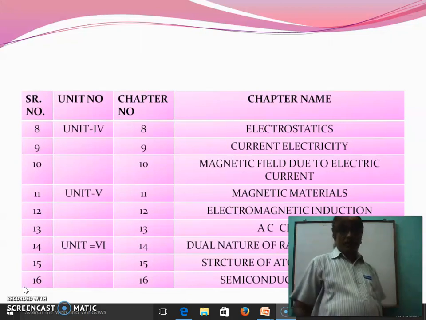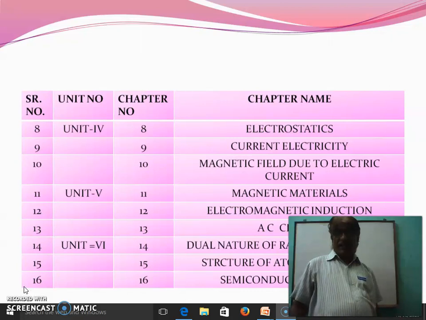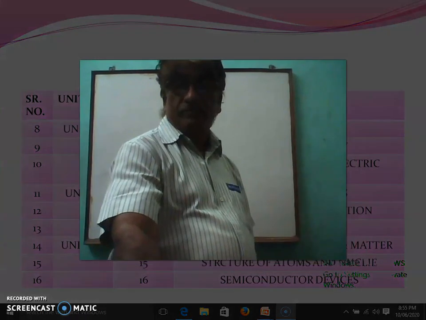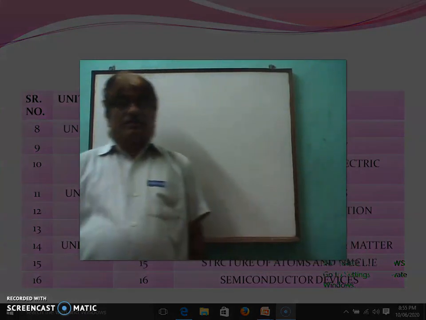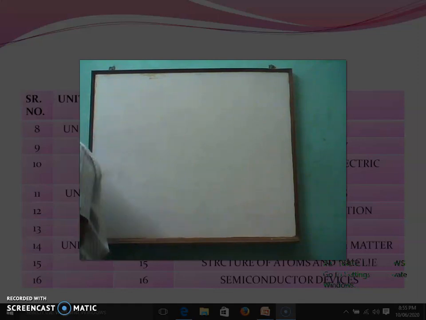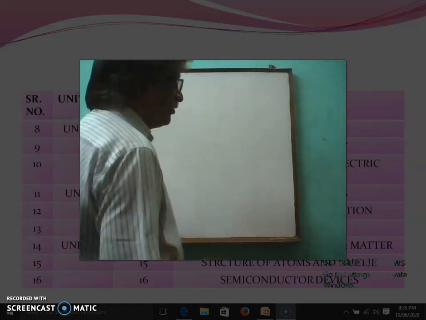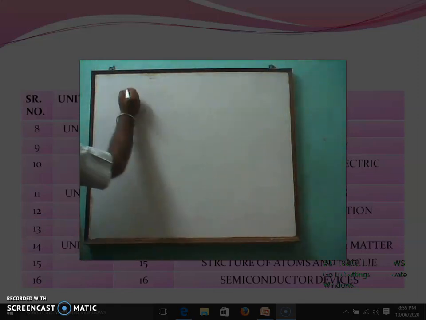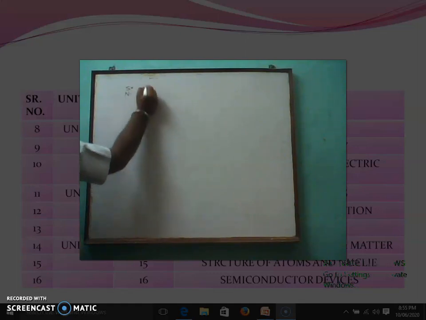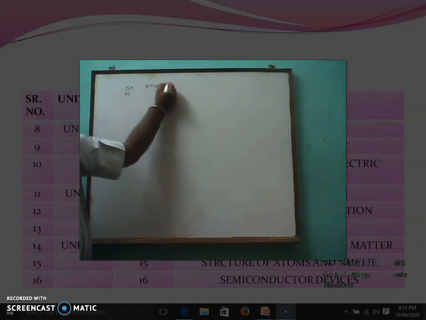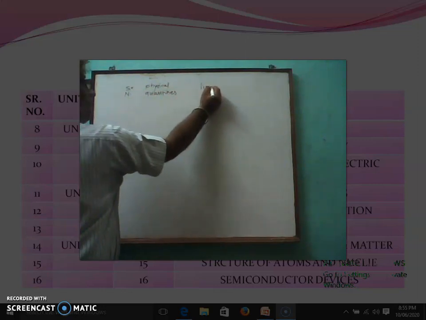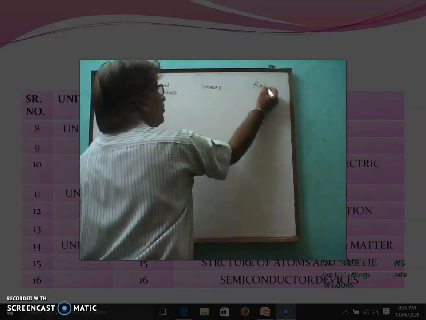So today we start chapter number 15, structure of atom and nuclei. Before starting the structure of atom and nuclei, some important formulas can be seen. These are physical quantities, and these physical quantities in linear and rotational motion.